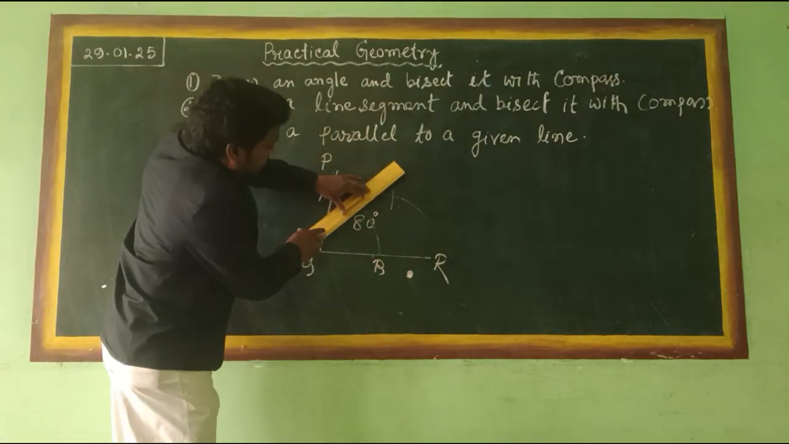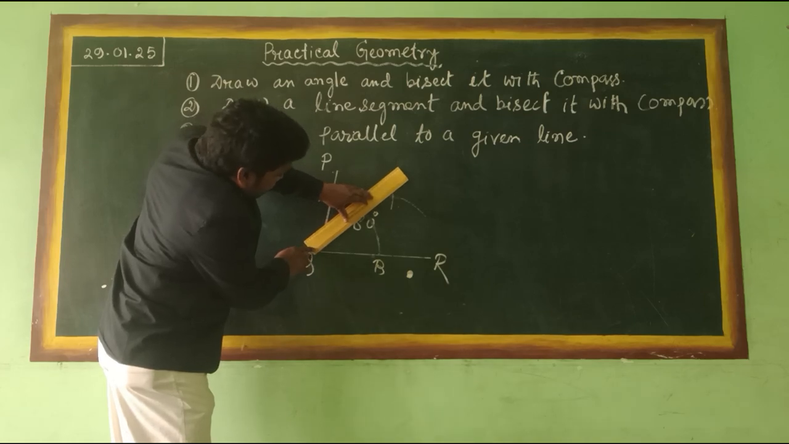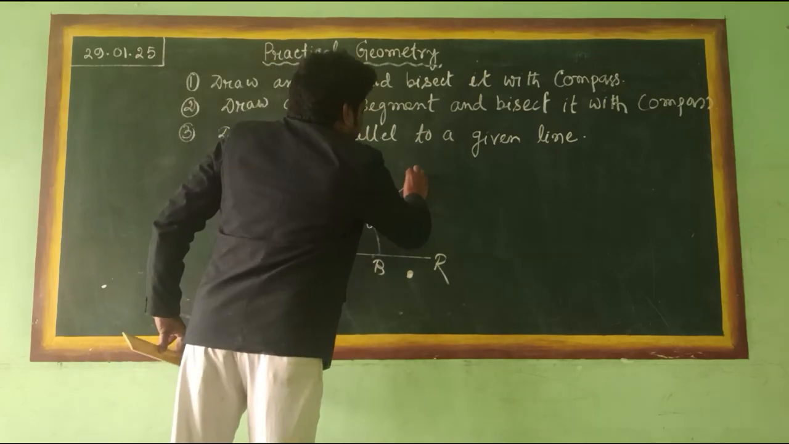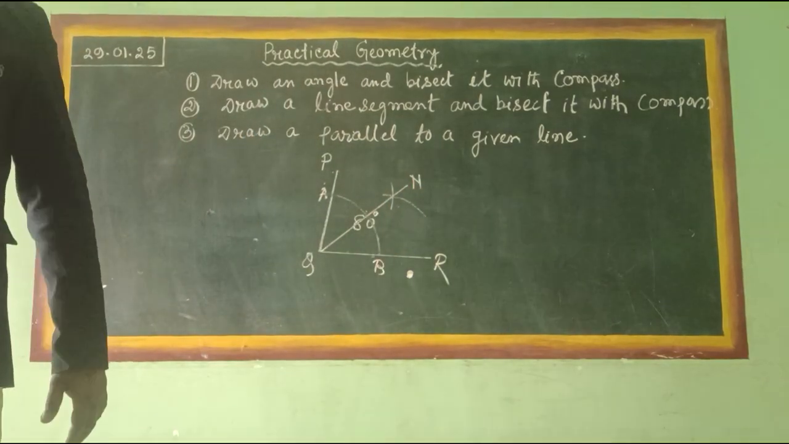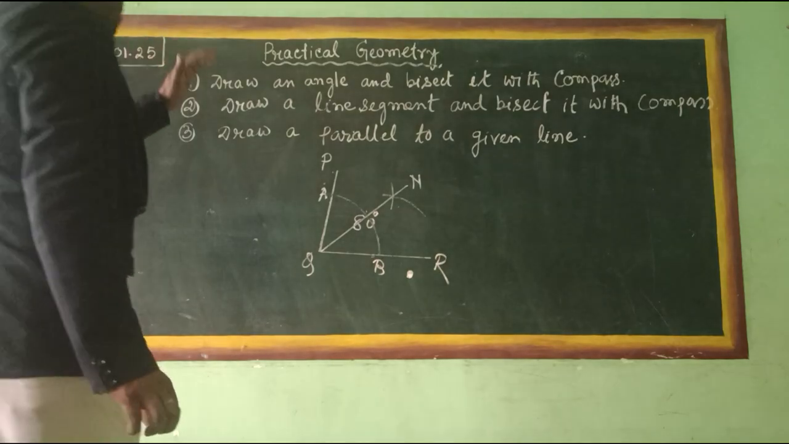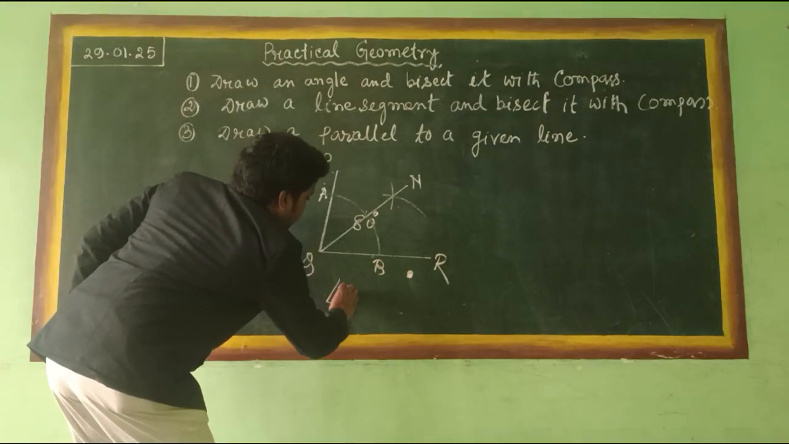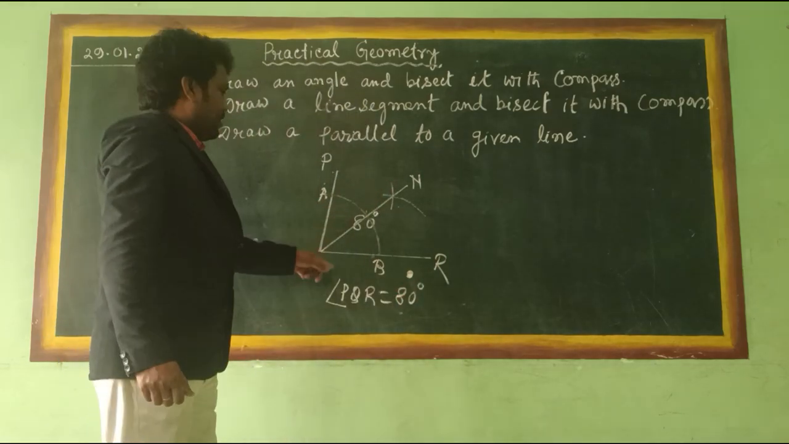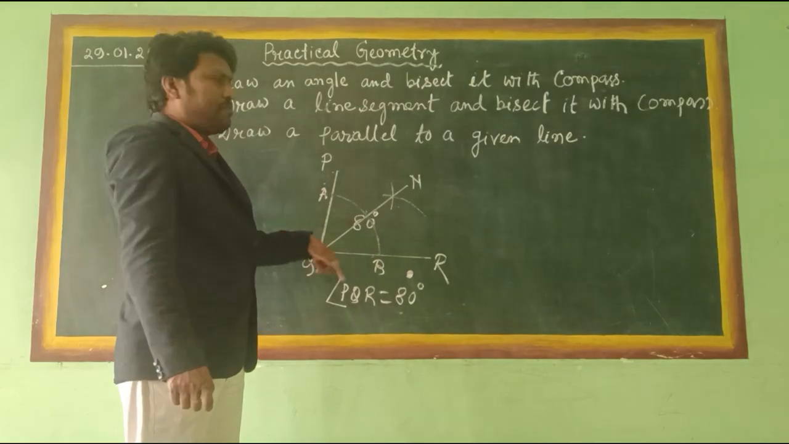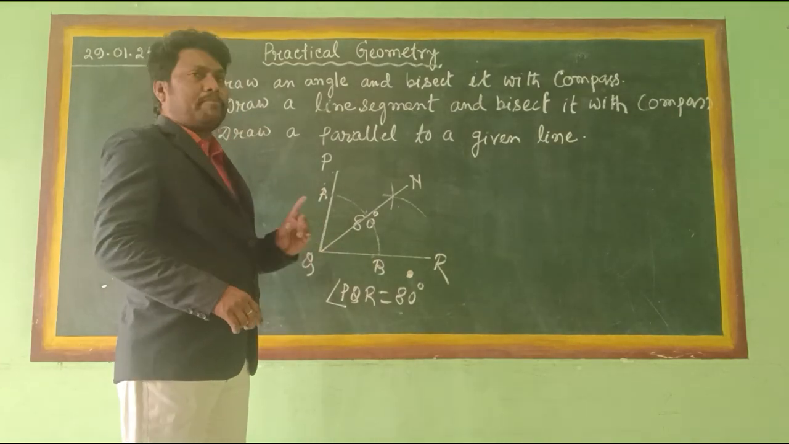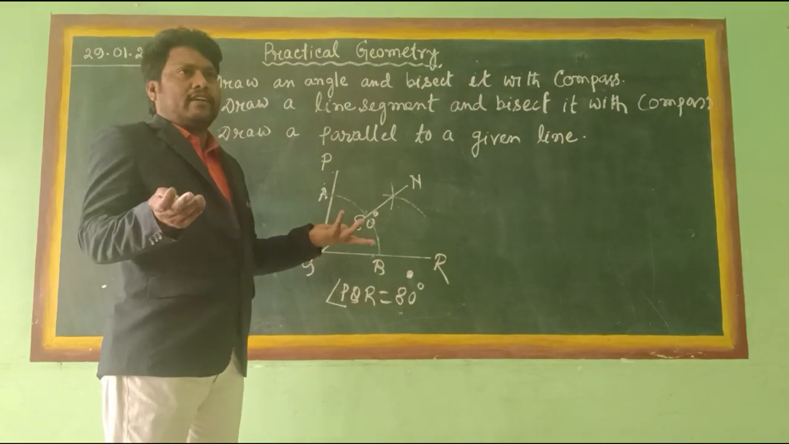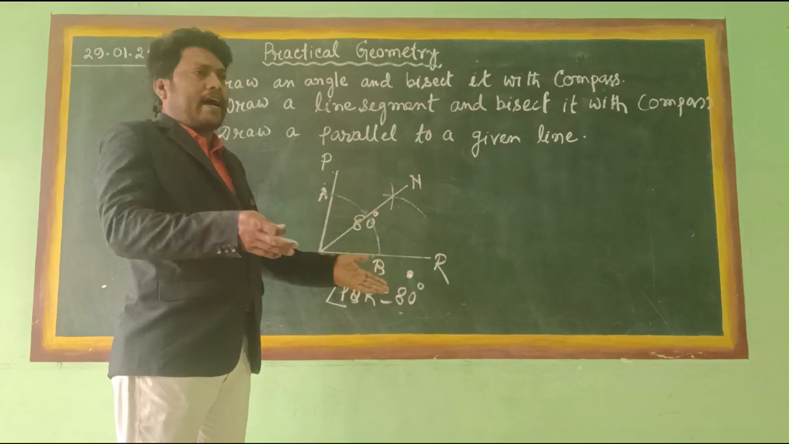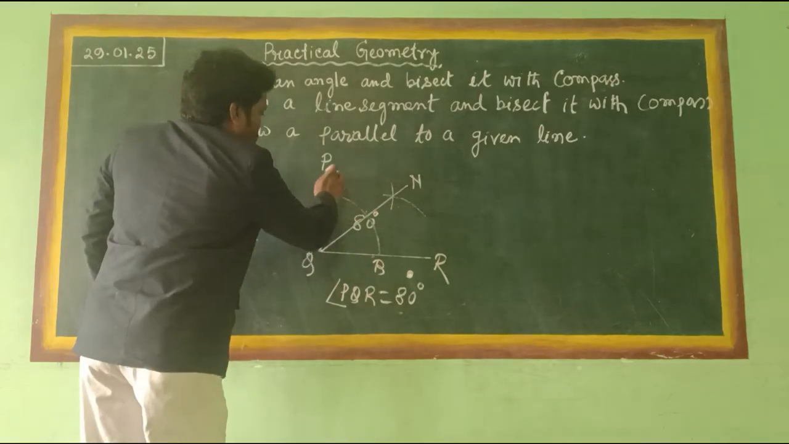Then use the scale and join. Suppose it is N. Now, what was the first angle? The first angle was angle PQR, that was 80 degree. But QN is the bisector of the angle. So, you know that if you divide any measure by 2, the value will be half. So, 2 angles are formed.